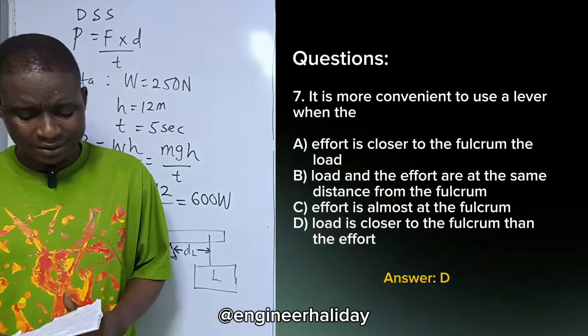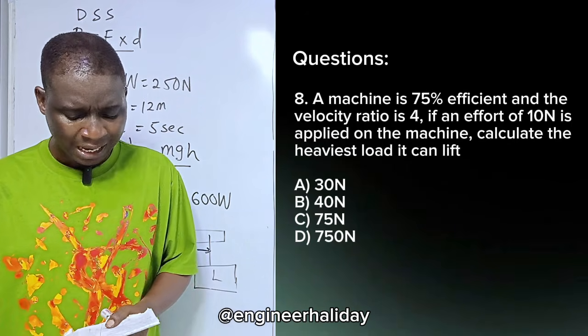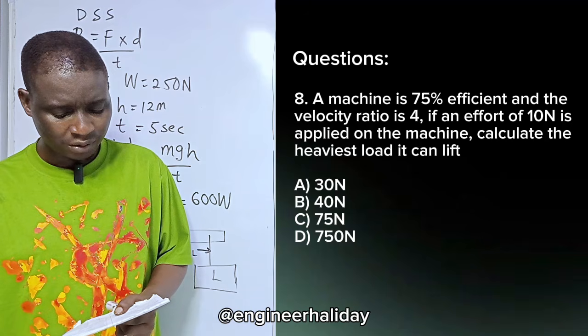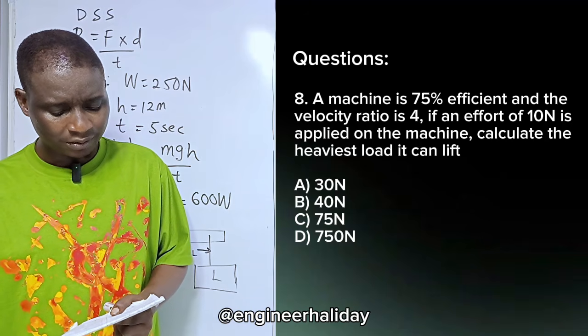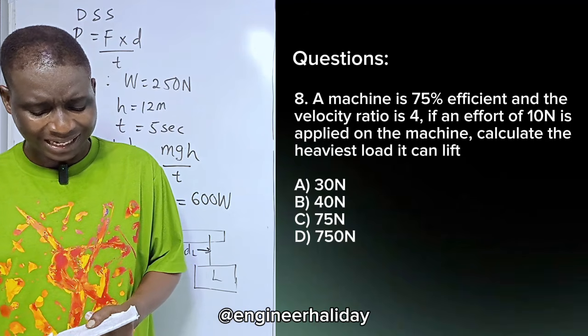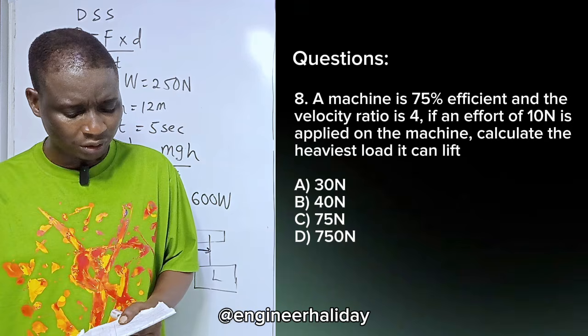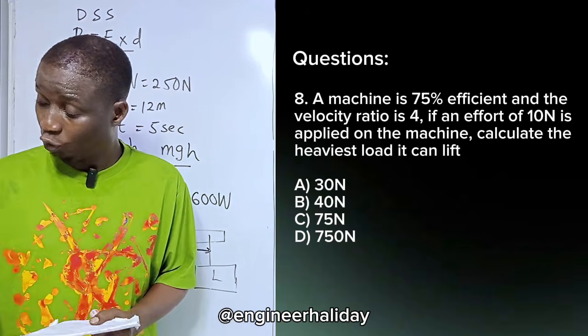The next one, number 8, says a machine is 75% efficient, and the velocity ratio is 4. If an effort of 10 Newton is applied on the machine, calculate the heaviest load it can lift. We are looking for load now.